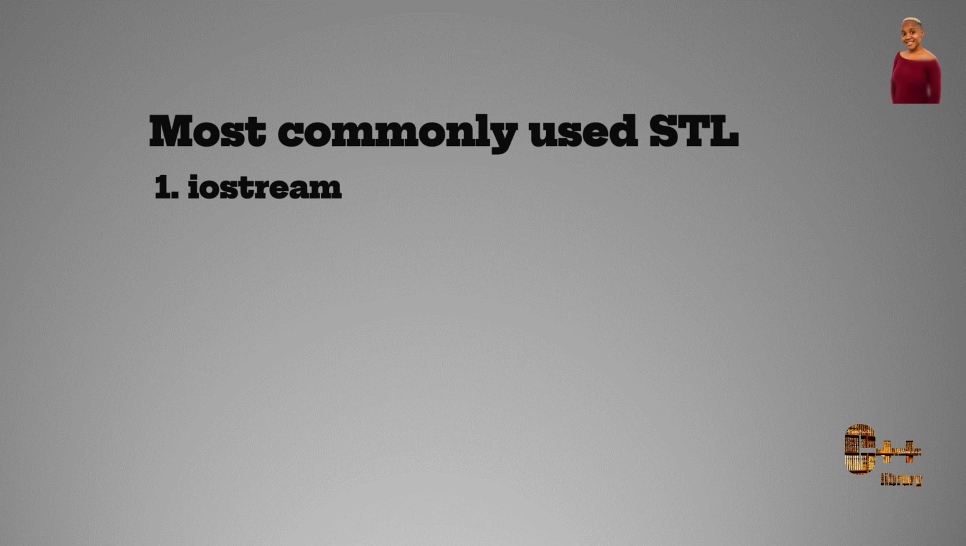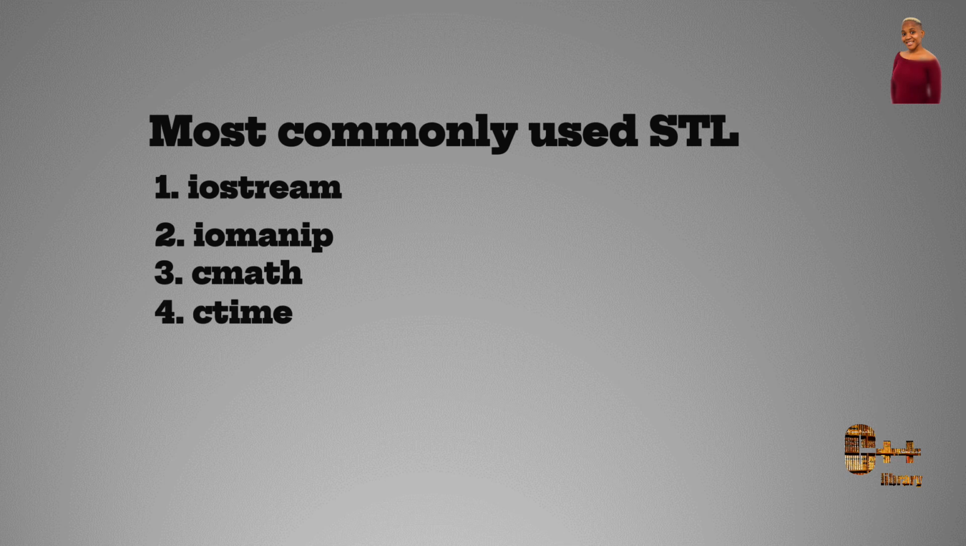And there's number 2, and this one enables you to manipulate your string. The next commonly used standard C++ library is CMath, and one other is CTime. This is a C standard library, and it provides functions for working with your dates and time. It includes functions for getting the current time, formatting your time, and manipulating time values.